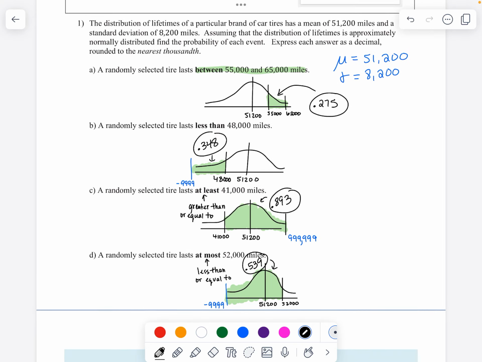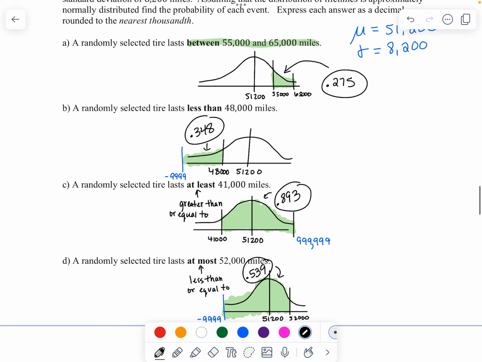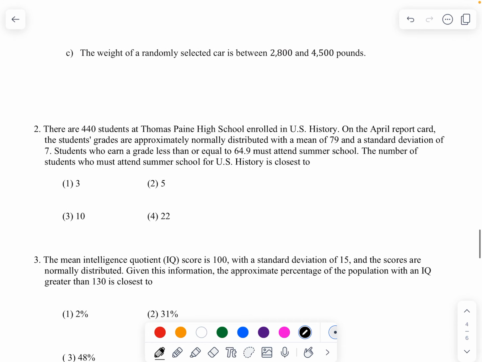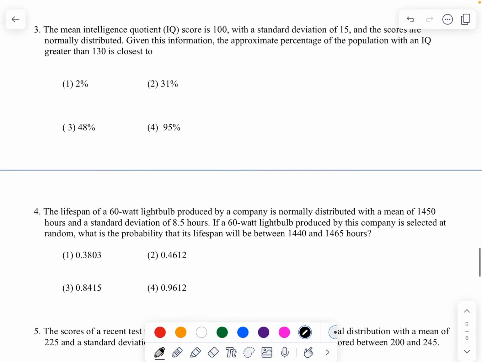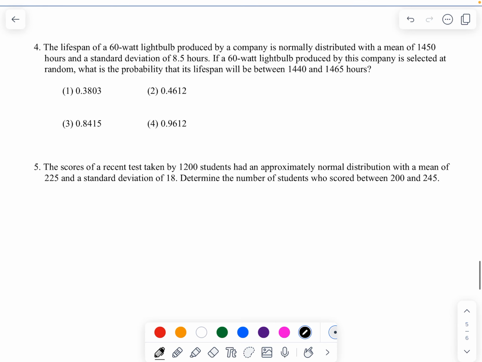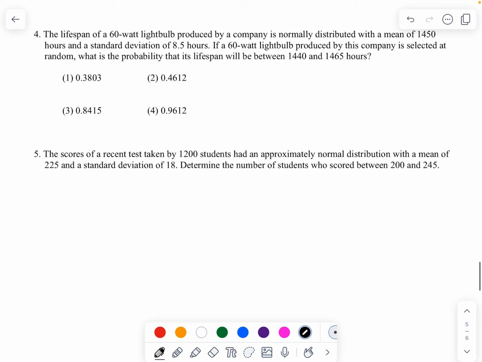So I hope that you were able to follow along and learn this new function in the calculator, normal CDF. And I hope that you now take some time to practice on your own without me guiding you through the question. So there are some practice questions. You'll see in your notes, you have a few questions here. If you want to pause the video for a moment and try them, I am going to show the answers on the screen here in just a minute.